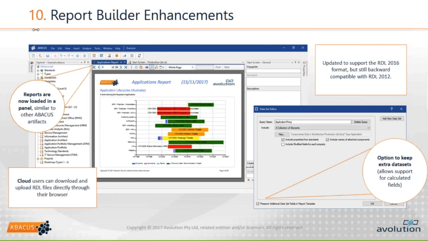There is also an extra option when you're editing the data sets, and that's essentially how you configure the report in Abacus, so you don't have to write any kind of SQL or querying like that. It's all graphically based. But this extra option will allow you to keep extra data sets that are added. So if you create a calculated field inside your report, you can keep that anytime that you update the data sets in Abacus. You don't have to go and re-add it. So that simplifies that process significantly.